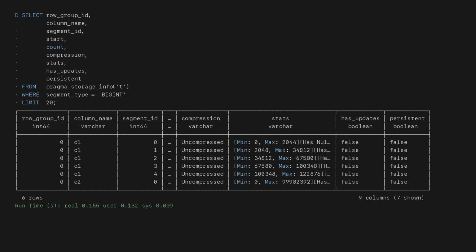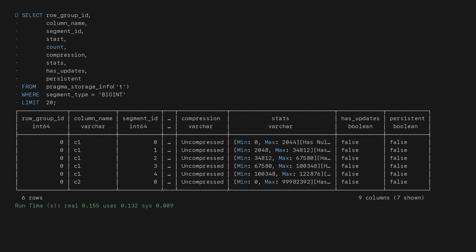Let's look inside the storage. DuckDB ships a built-in function that exposes its internal row group metadata. Let me walk through the columns. Row group ID, which of the 814 row groups this segment belongs to. Column name, which column, C1 or C2.